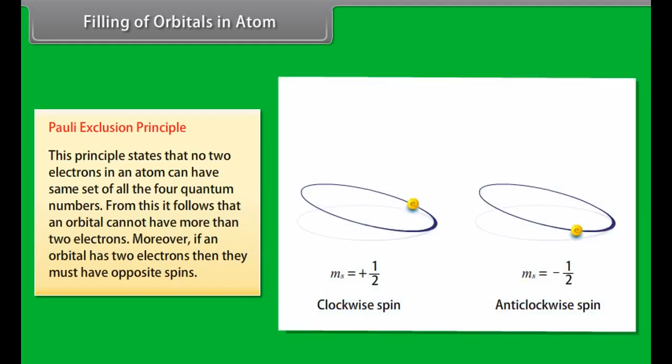Pauli's exclusion principle. This principle states that no two electrons in an atom can have the same set of all 4 quantum numbers. From this, it follows that an orbital cannot have more than 2 electrons. Moreover, if an orbital has 2 electrons, then they must have opposite spins.